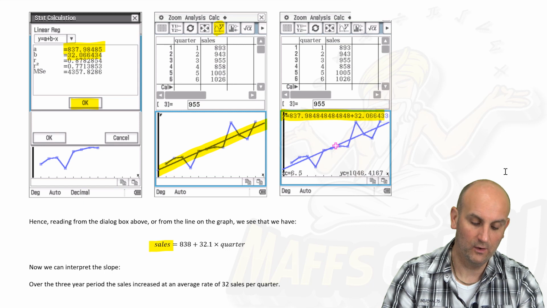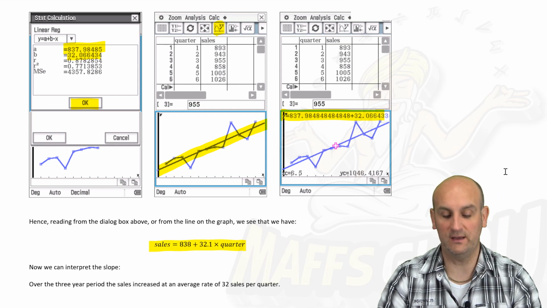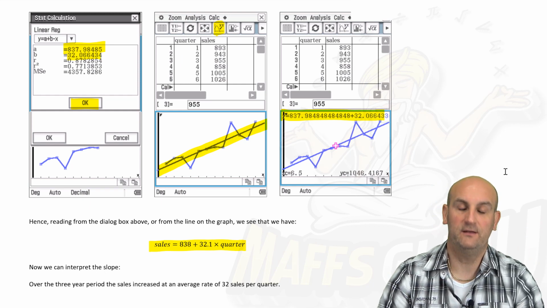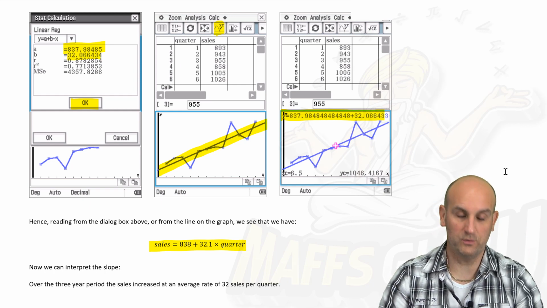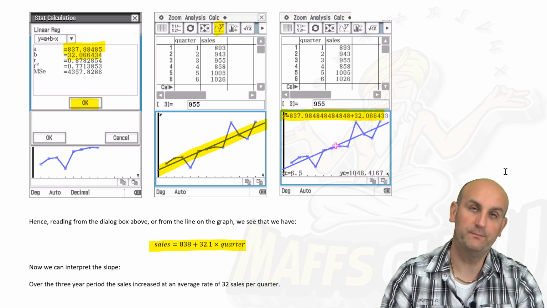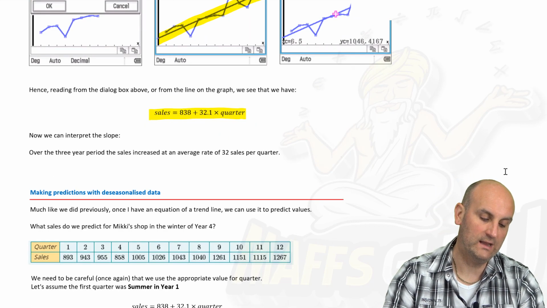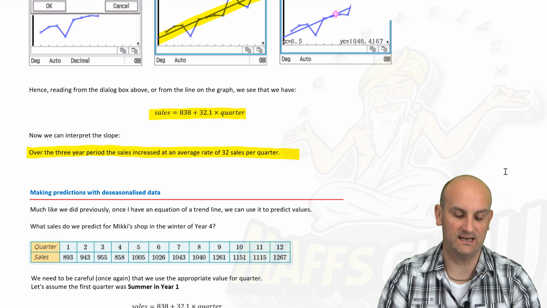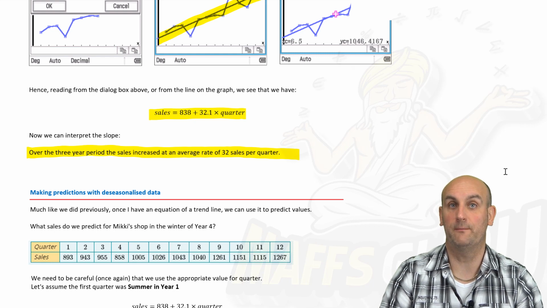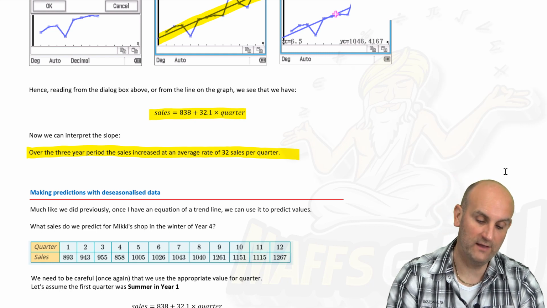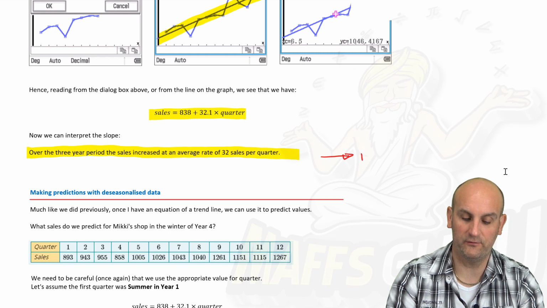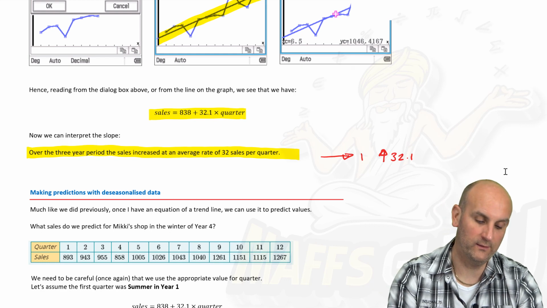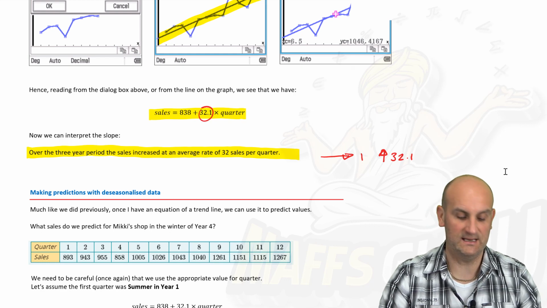As we can see, we write our equation as sales, because that's what we're predicting, forecasting, is equal to 838 plus 32.1 times the quarter. Because this is time series, we have to interpret the slope. Over the 3-year period, the sales increased at an average rate of 32 sales per quarter. Again, for every 1 quarter increase, my sales went up by 32.1. There we go, so that's where that 32.1 figure is.